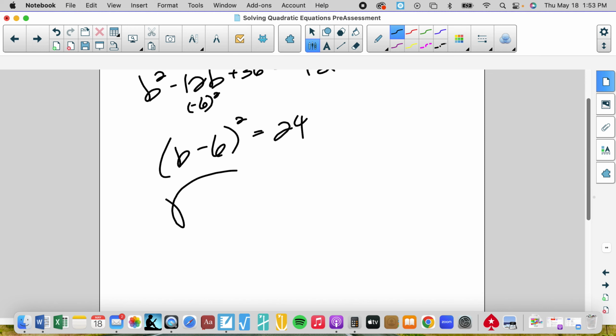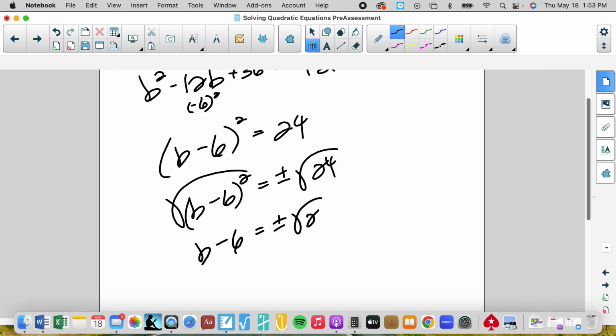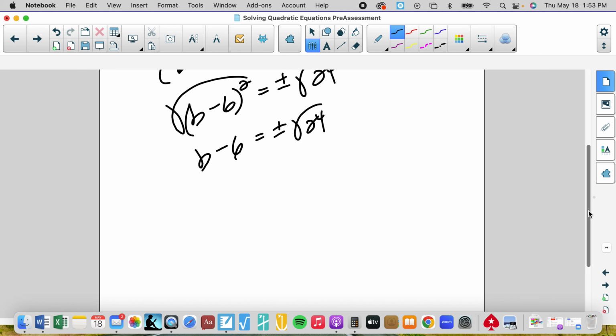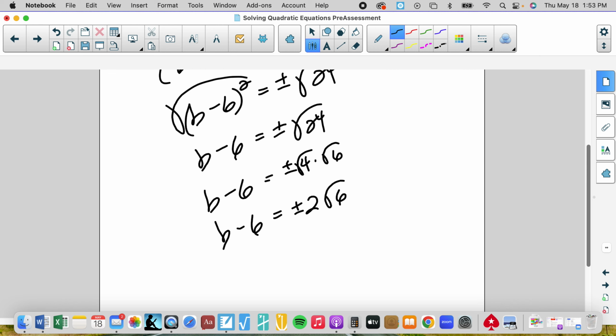Let's take the square root. Sorry, quantity squared equals plus or minus square root of 24. That gives me b minus 6 equals plus or minus rad 24. That's not a perfect square. So I need to simplify that. So before I move my -6, I'm going to break that up. I know that 24 is 4 rad 6. So that's b minus 6 equals plus or minus 2 rad 6.